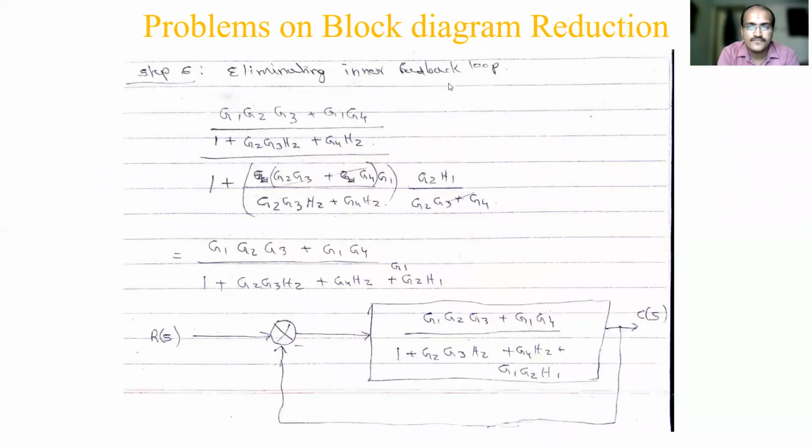So eliminating the inner feedback loop. Okay. So what was G? G1, G2, G3 plus G1 into G4 divided by 1 plus. So this G2, G3, G1 here is taken separately, because to solve, it may cancel out here. That's why taken directly. G2, G3 plus G4, G1 taken outside, divided by this. Okay. Same G into H part was G2, H1 by G2, G3 plus G4. So because of this grouping, these two will cancel out. Okay. So that is the idea.